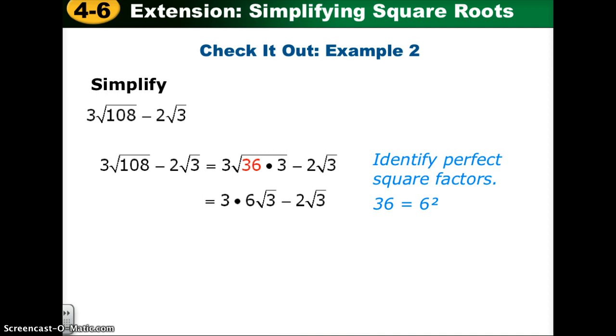Continue to follow order of operations and multiply 3 times 6. So 18 square roots of 3 minus 2 square roots of 3. It's like combining variables. If the square roots are the same value underneath, we can add and subtract the coefficients. So we can take 18 minus 2 to get 16 square roots of 3. If they were different square root values, we would not be able to do anything else.